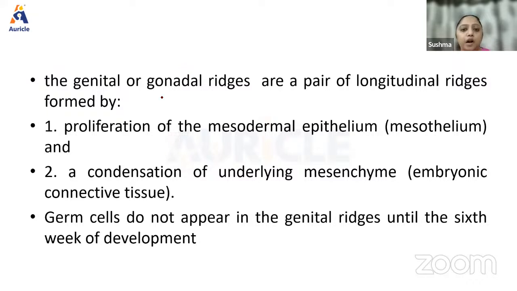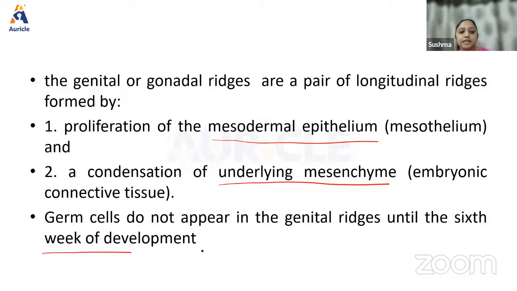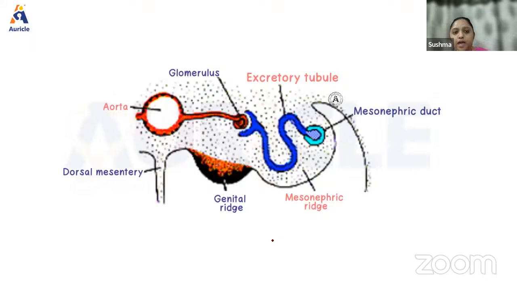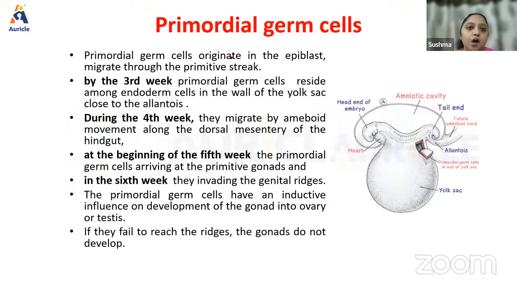The genital or gonadal ridges are a pair of longitudinal ridges formed by the proliferation of mesodermal epithelium and condensation of the underlying mesenchyme. Germ cells do not appear in the genital ridges until the 6th week of development. These germ cells are the ones which are going to form the gonads. Next, what are primordial germ cells? Primordial germ cells are also called PGCs.